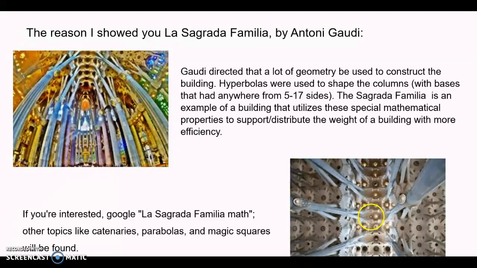These are the columns that I'm talking about, and this is the ceiling, actually, a very cool building. The shapes at the top, again, are hyperbolas. The reason they're used is because they support the weight of the building a little bit more than if the columns just stood straight up. I have a little fact here about La Sagrada Familia that you're more than welcome to look up on your own, because it is a fascinating topic on how math is applied outside of our context.